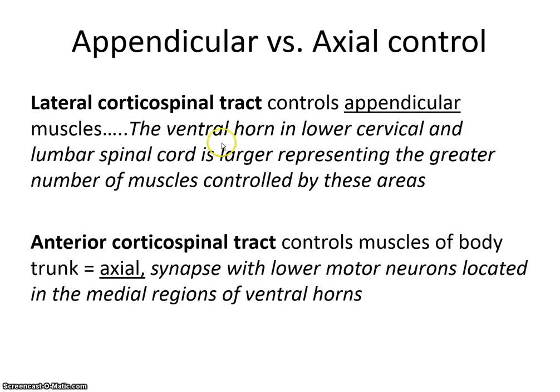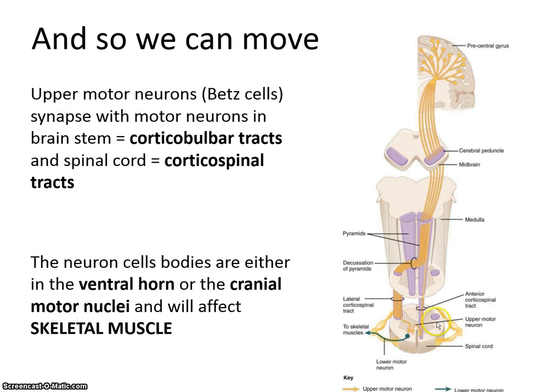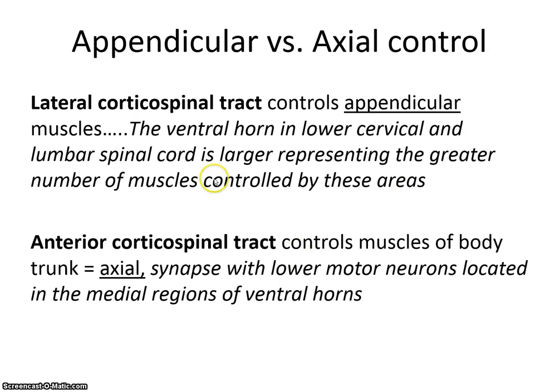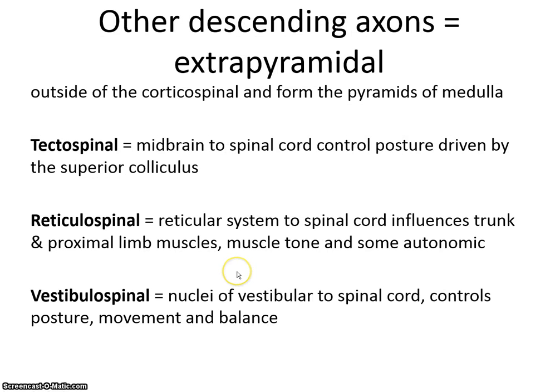Just to let you know, anything in italics is just to let you know. The anterior corticospinal tract, and these are both represented by their positions. There's lateral, and the anterior would be right about here. It controls muscles of the body's trunk, the axial, and so they synapse with lower motor neurons located in the medial regions of the ventral horns. So again, this organization is imperative to function here in the central nervous system.